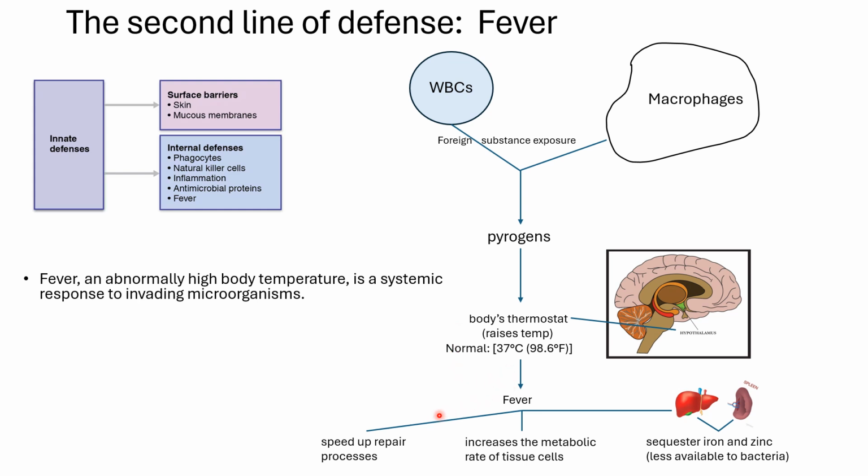Now fever has these effects. It speeds up the repair process, it increases the metabolic rate of the tissue cells, and it causes the liver and the spleen to sequester iron and zinc. So the liver and spleen absorb the iron and zinc from the blood, so bacteria cannot use it. So fever, in this way, helps the leukocytes to do their job.